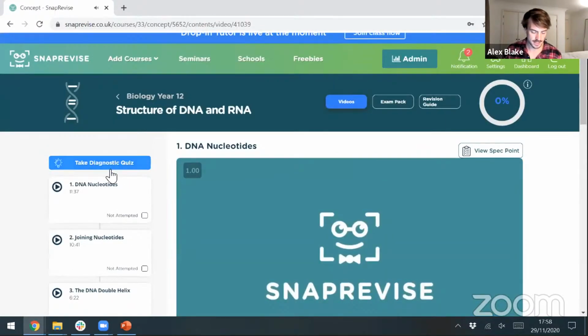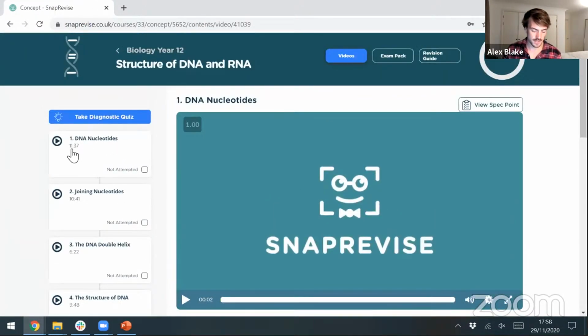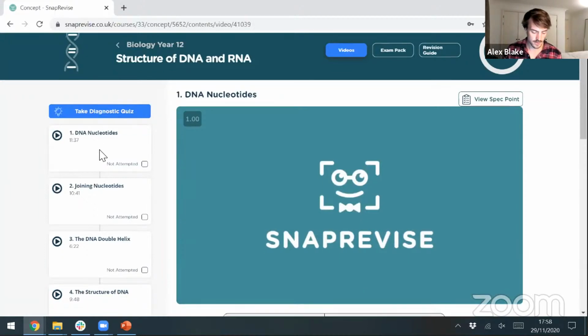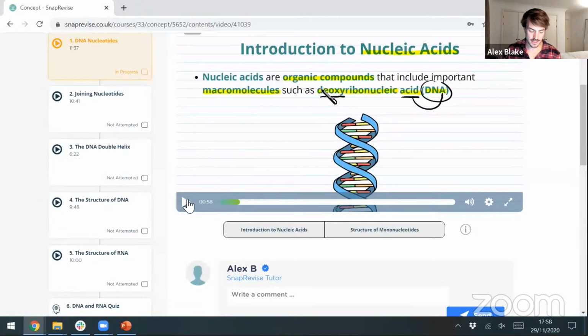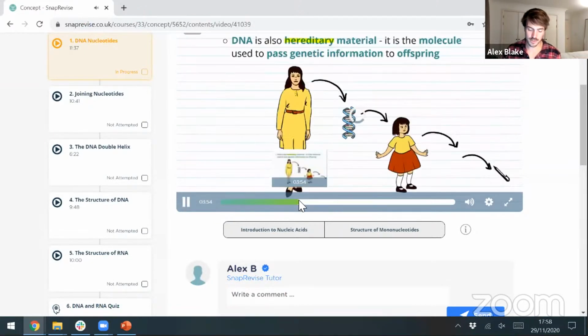You then get a section like this. You've got one of these for each topic. So this is the nucleotides one. You've got videos that talk you through the whole process. So they're really clear, logical. So you should be pretty comfortable with it after watching those videos.